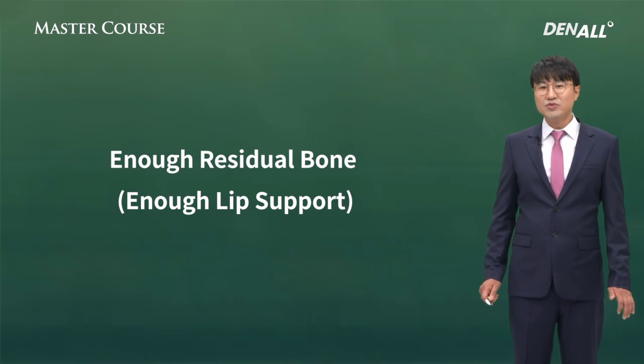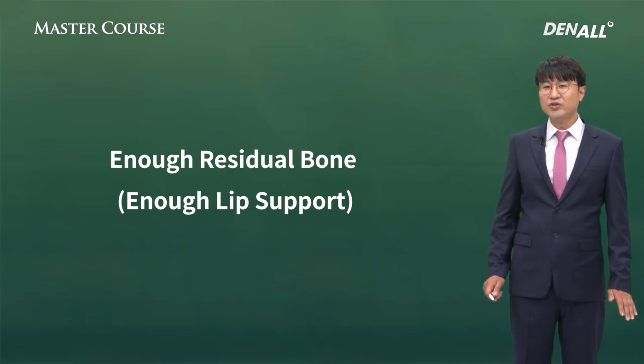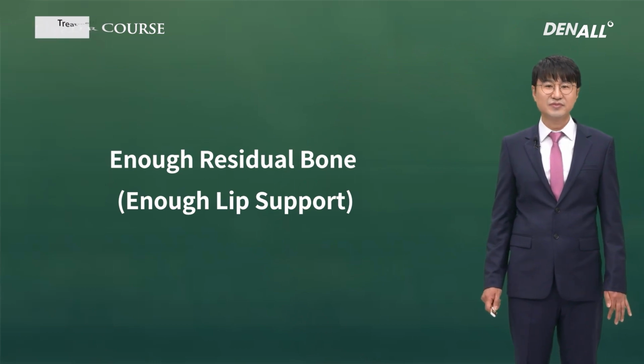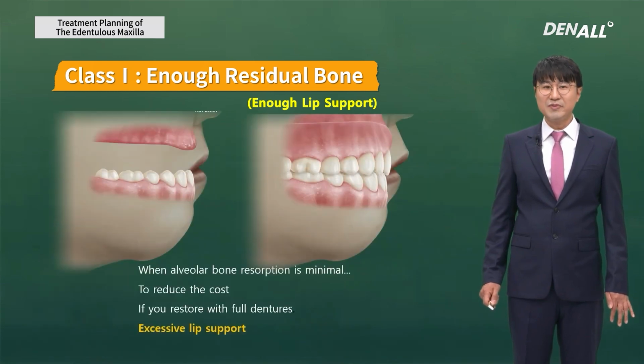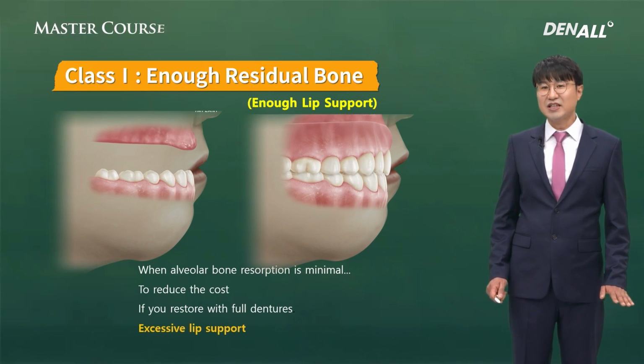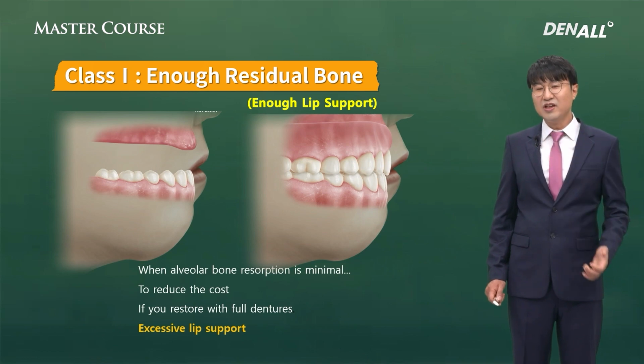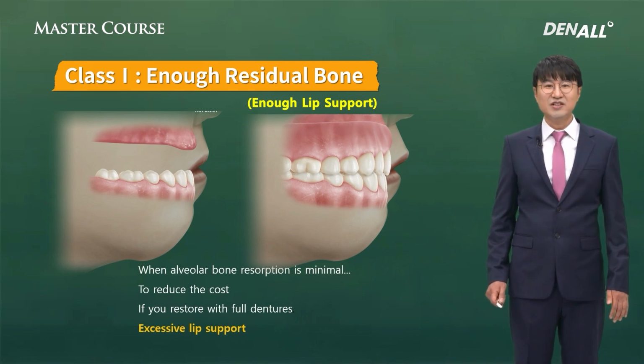So first is when there's enough residual bone and also enough lip support. So it's an indication for fixed prosthesis. So in this case, fixed prosthesis needs to be used. If you use removables, then there could be different problems. One of the biggest problems would be that patients, after restoration, say their mouth is protruding.